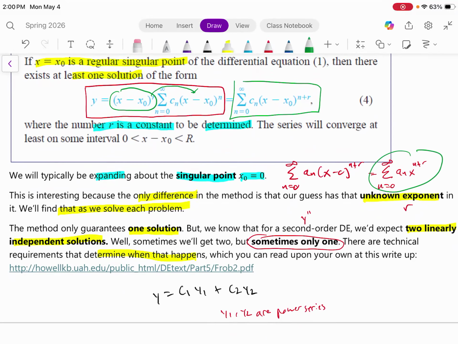So there's a couple things we've got to get through, like singular points. What's a good singular point? What's a not good singular point, like regular, irregular? But we'll get through that, and then we'll start trying some examples, okay?